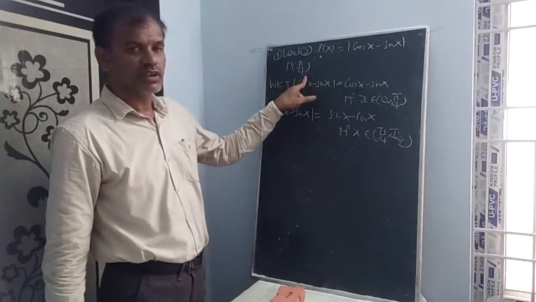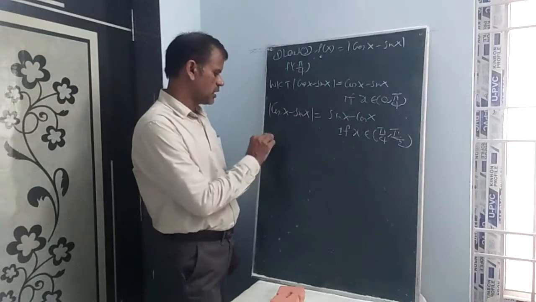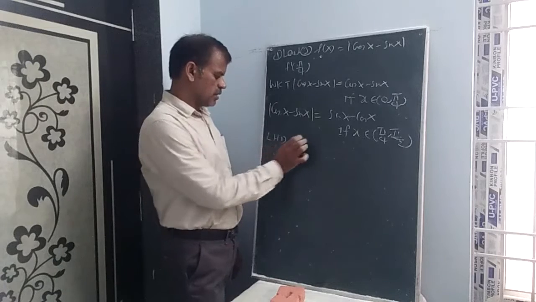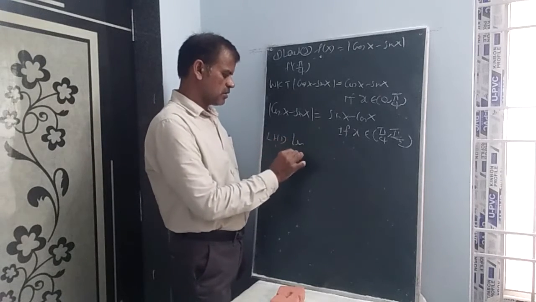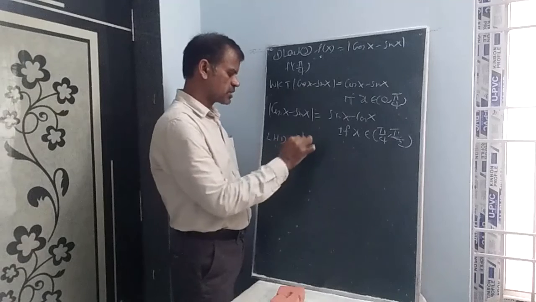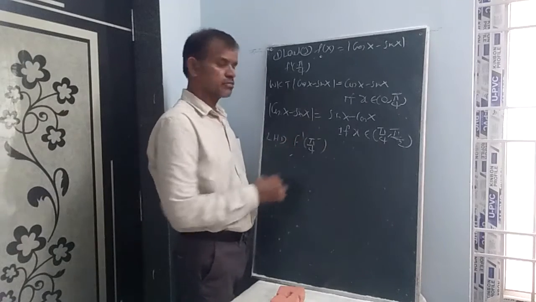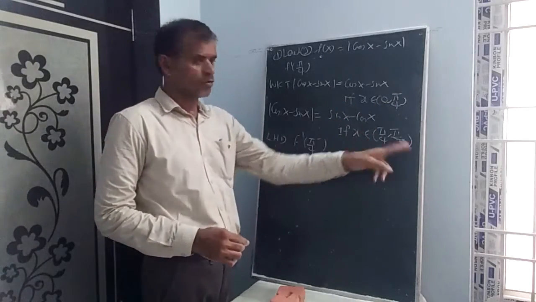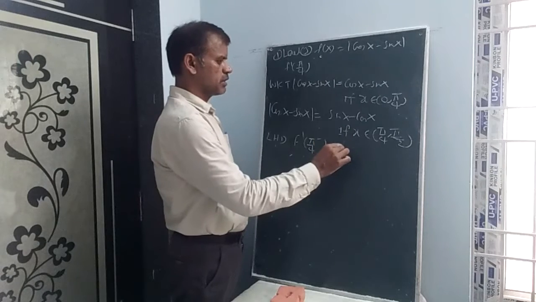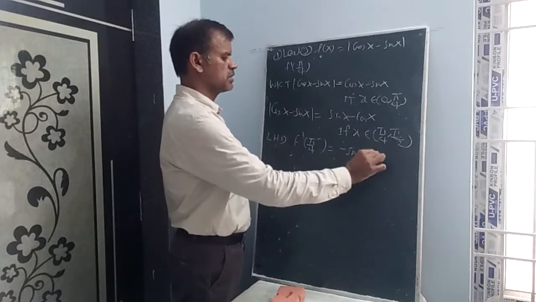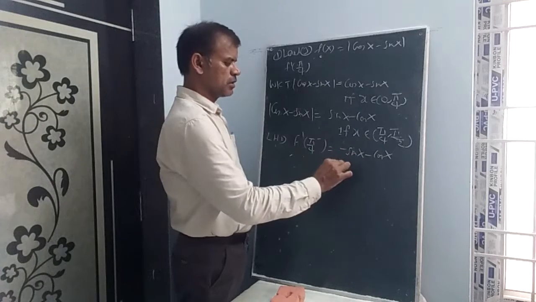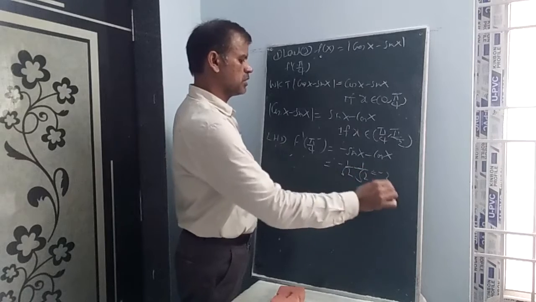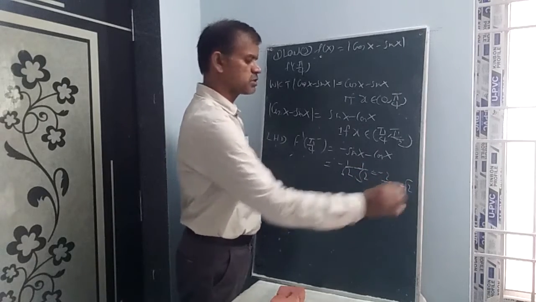Why should we write this? According to the option, we should verify f dash pi by 4, as given. LHD, that is limit x tends to f dash of pi by 4 minus. So what is the derivative? Pi by 4 minus means this neighborhood, pi by 4 plus means this neighborhood. So cos x derivative is minus sin x and minus sin x derivative is minus cos x. Substitute here: this is minus 1 by root 2 and this is minus 1 by root 2. So this is minus 2 by root 2. Minus 2 by root 2 gives minus root 2.